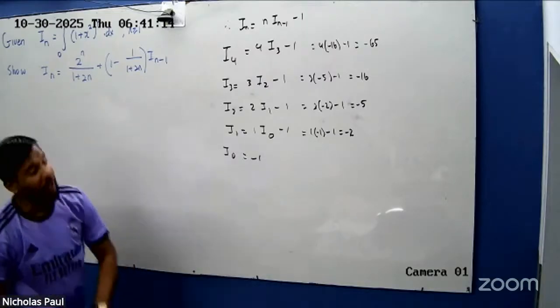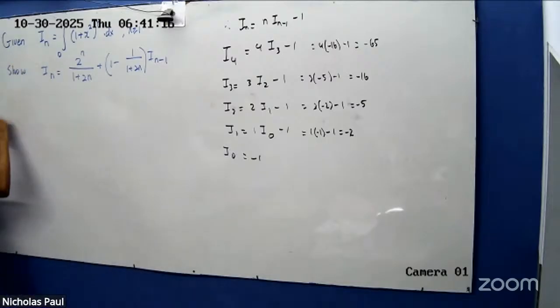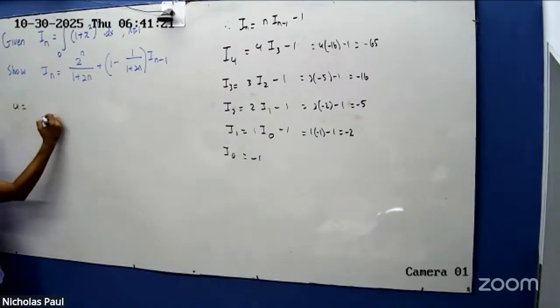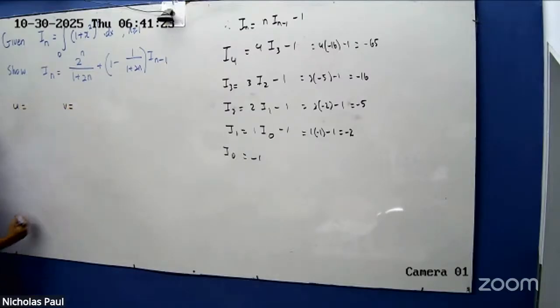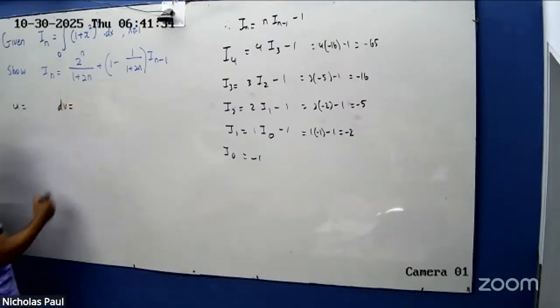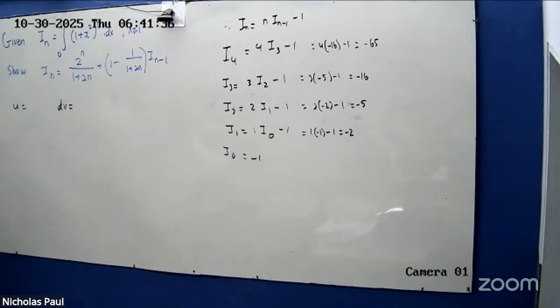Right, Darion. That's I_n. That's what you had to prove, right? What do you think is U? What do you think is V? What do you think is U? And what do you think is DV? What do you think is U and what do you think is DV? I think one is U.